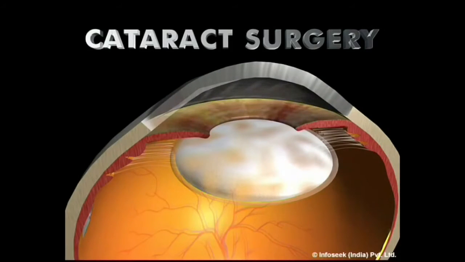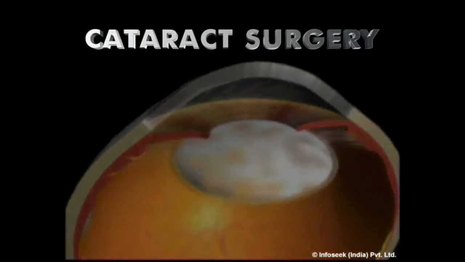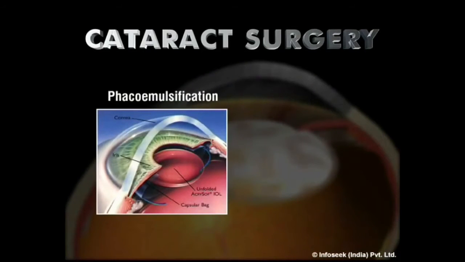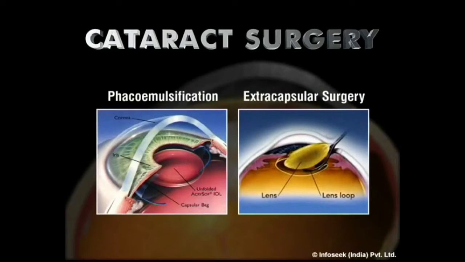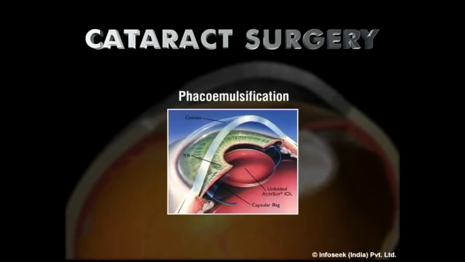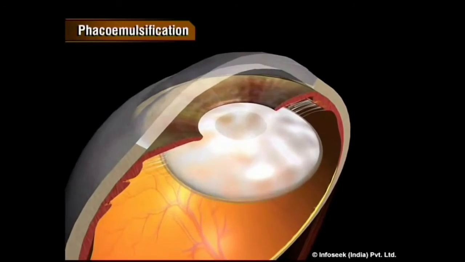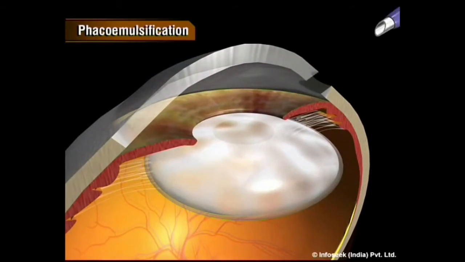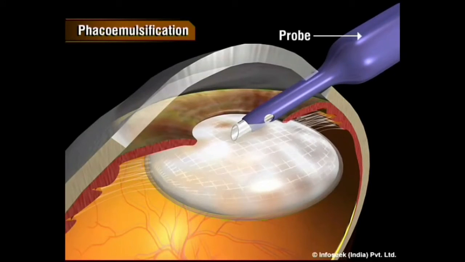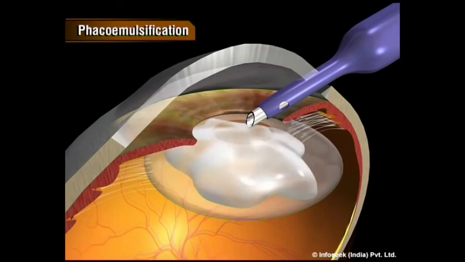Cataract surgery. Depending on the patient's condition, cataract is removed by one of two methods: phacoemulsification or extracapsular surgery. Phacoemulsification, or phaco. A small probe is inserted through an incision made on the side of the cornea, which emits ultrasound waves that soften and break up the lens so that it can be removed by suction.